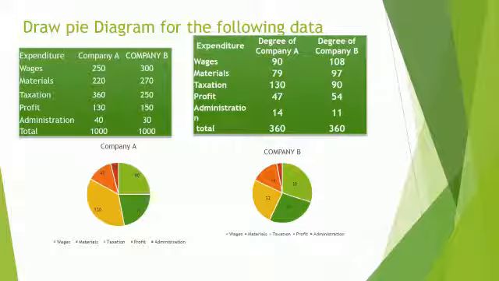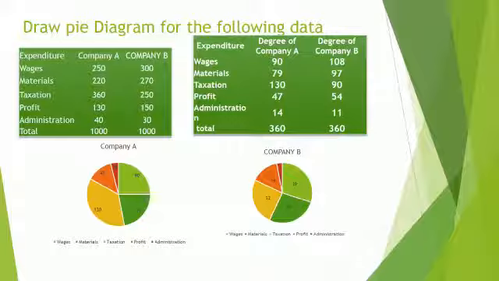Now we convert into degrees, for wages, materials, taxation, profit, administration. So find the degree conversion one by one. The first value is 250 and the total is 1000, so 250 divided by 1000 into 360. The first degree is 90 degrees, materials 79, taxation 130, profit 47, administration 40. The overall total is 360 degrees, because the overall angle of the circle is 360.